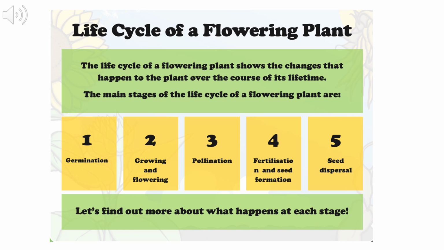number 3, pollination. Number 4, fertilization and seed formation. And number 5, seed dispersal. Let's find out a little bit more about what happens in each stage.